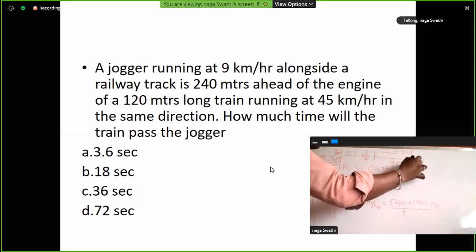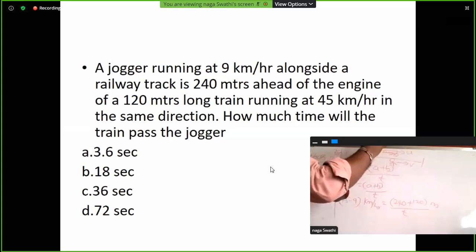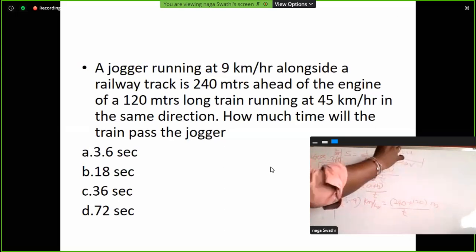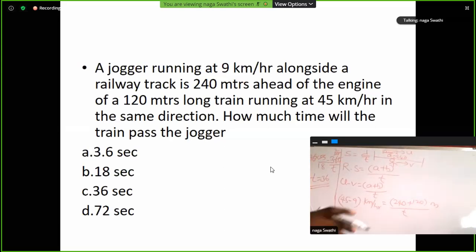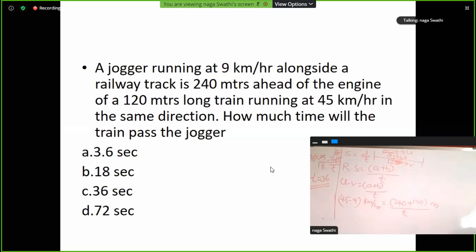So here the length of the train is 240 meters. The railway track is 240 meters, so track length is 240 meters, right? And engine length is 120 meters. So track length plus engine length, you just add it, 240 plus 120.